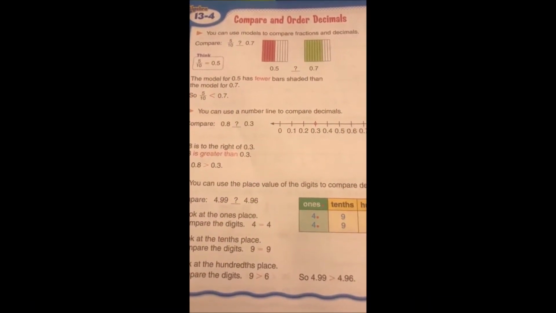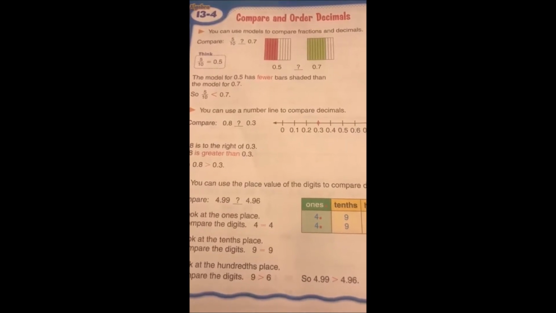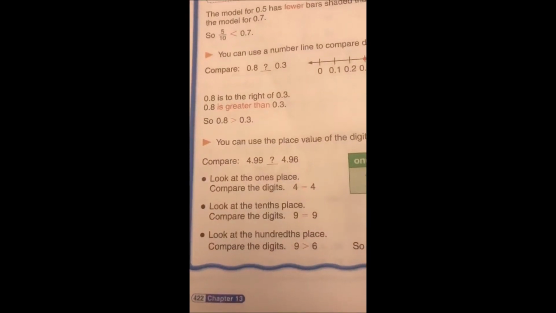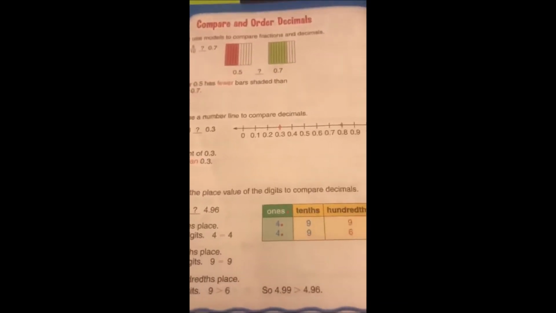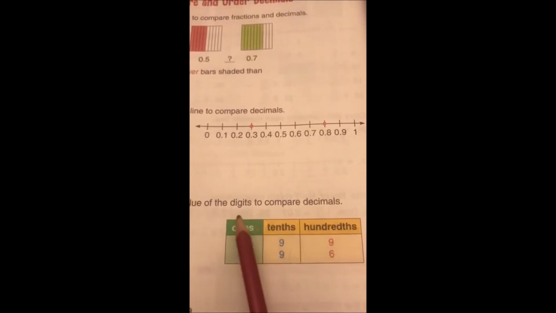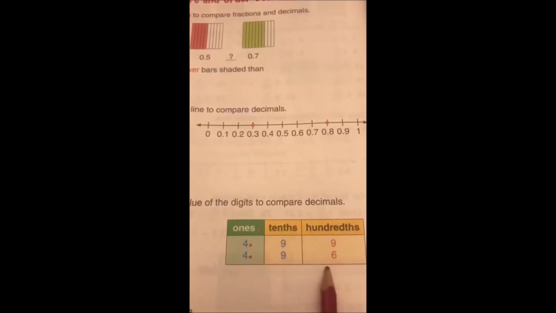Today's lesson is compare and order decimals, which is very easy, very fun to make. So this is our chapter 13, lesson 4. Please open your page 422. For comparing decimals, basically, it's very easy. You only need to know how we start. Ones, tens, hundreds. Again, ones, tens, hundreds. So while comparing, we will compare first the ones, then we're gonna move to the tens, and basically we're gonna move to the hundreds. Let's do this together.